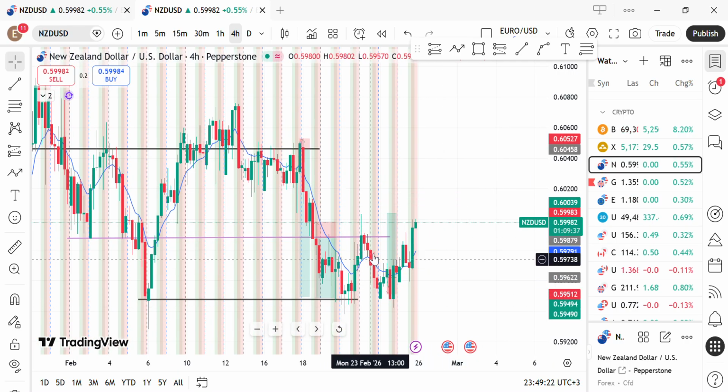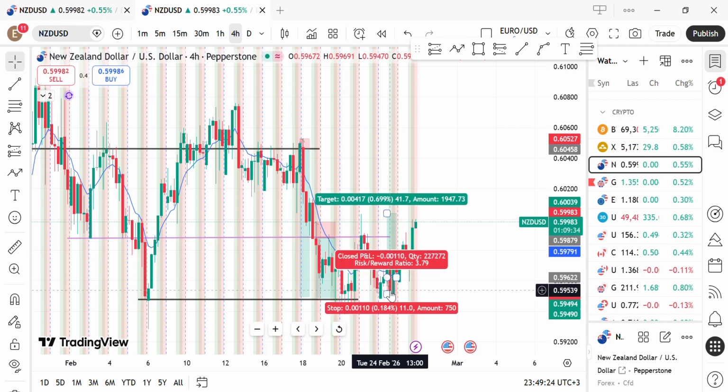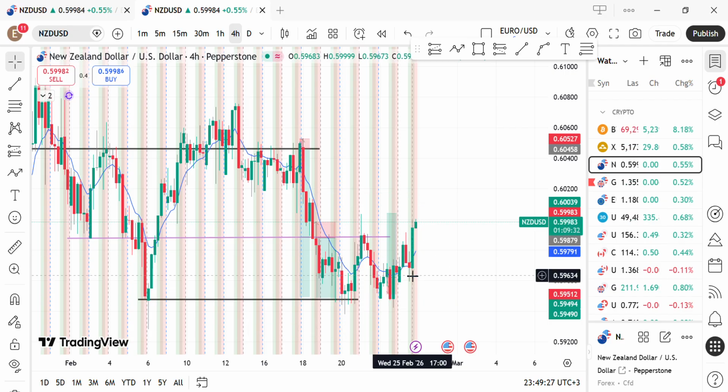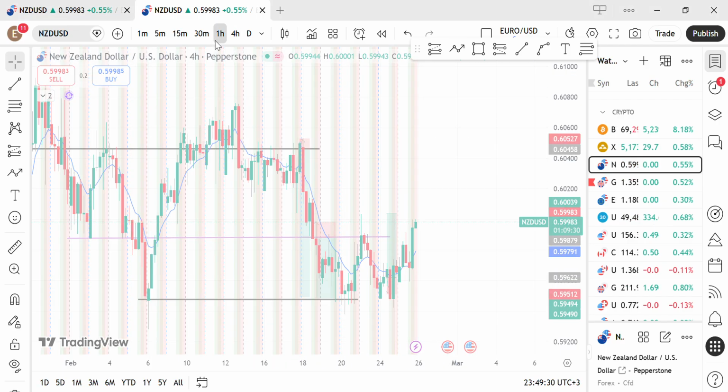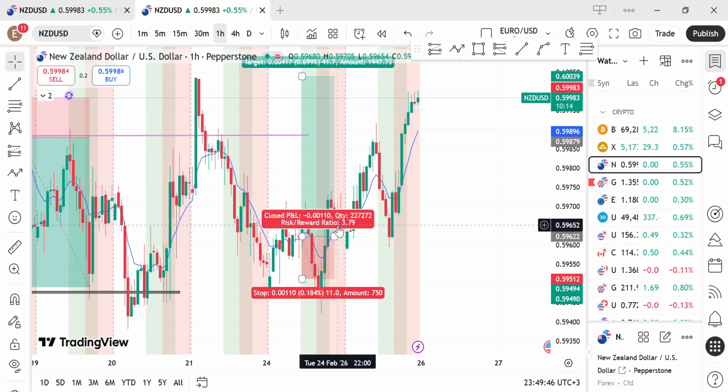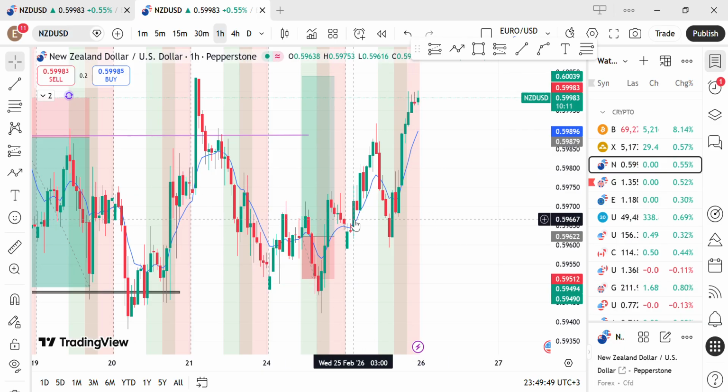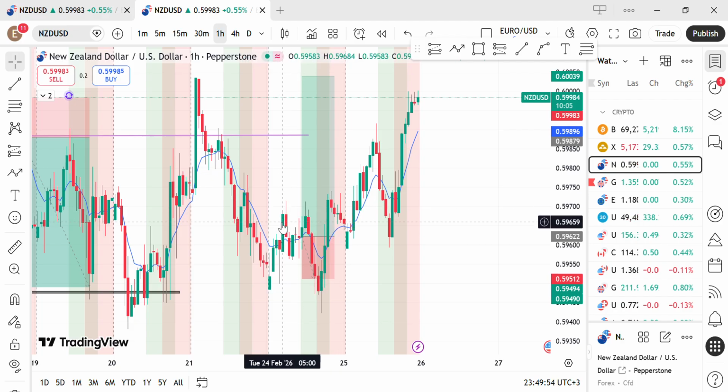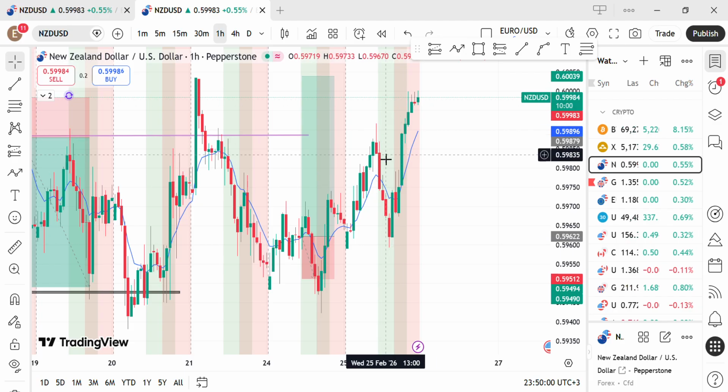So price made equal lows. Lower high, lower low. Wicked me out, but it's still going my direction. Wicked me out, but still went in my direction. So why did I mess up here? I should have waited for price. I should have entered this trade over here. And price has broken above these two levels, this and that. And then target, yeah.